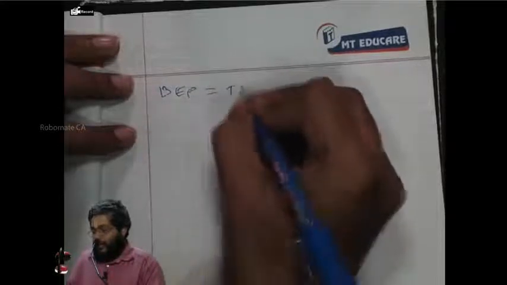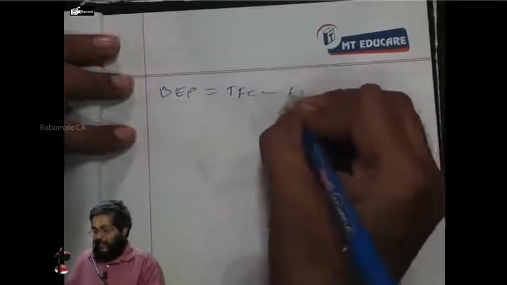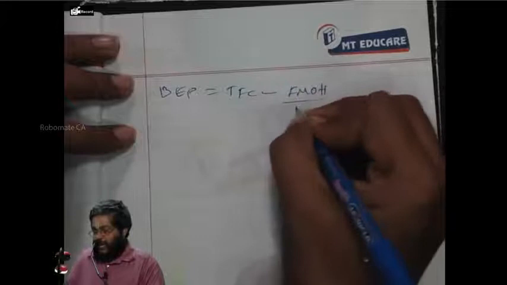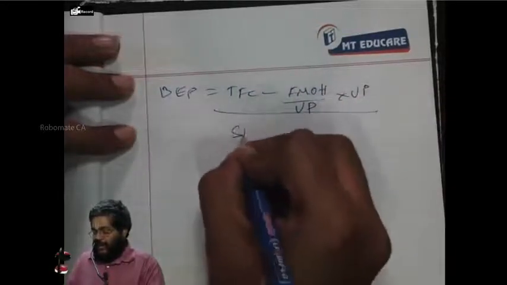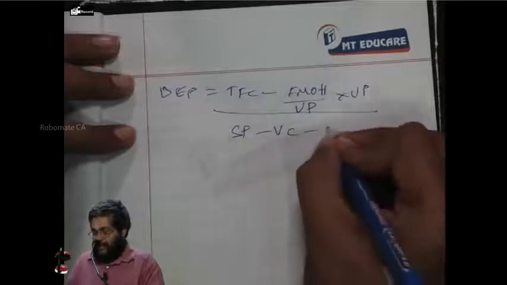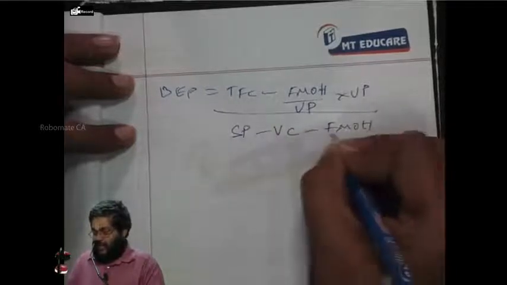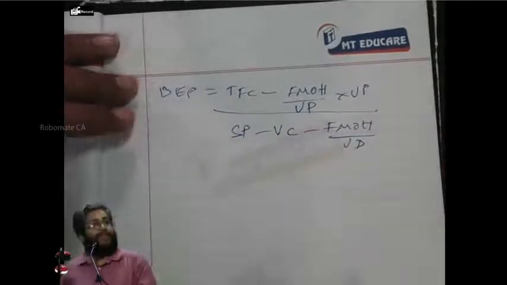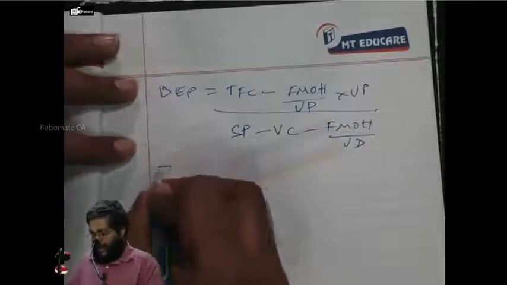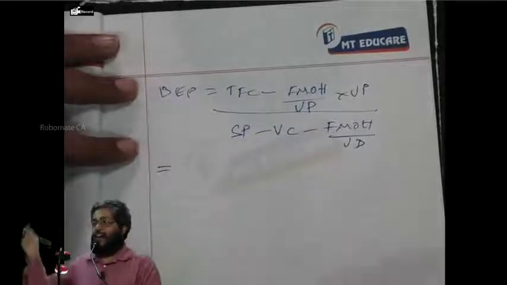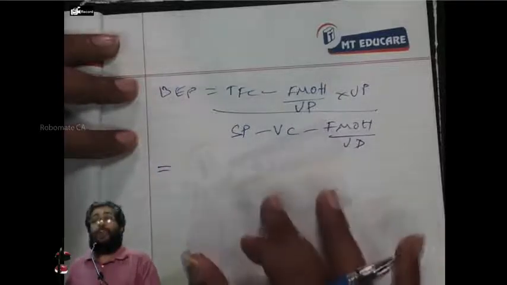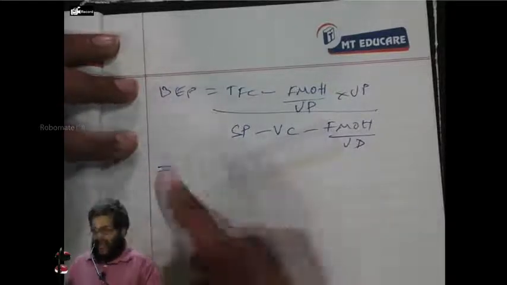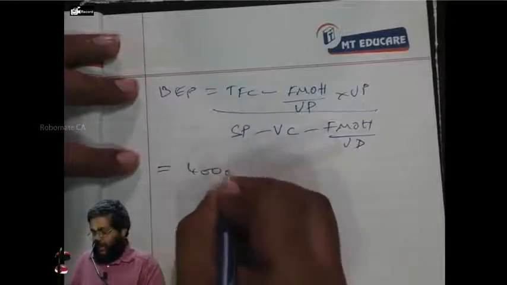Break-even point is equal to total fixed cost minus FM overheads divided by UD into UP, divided by selling price minus variable cost into FM overheads divided by UD. Accept or not? Now, you tell me one by one. What is total fixed cost? Look at the problem. Fixed manufacturing cost is 3 lakhs. Fixed non-manufacturing cost is 1 lakh. 3 lakh plus 1 lakh is 4 lakhs.